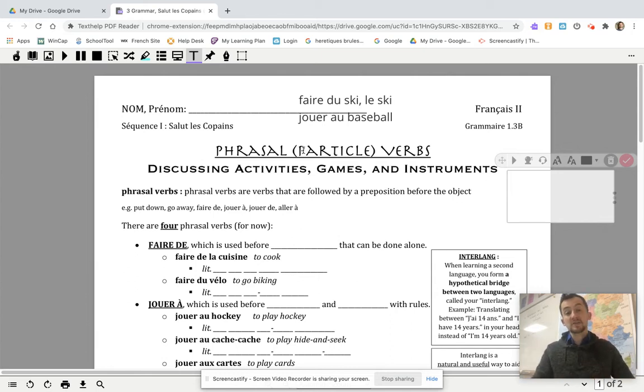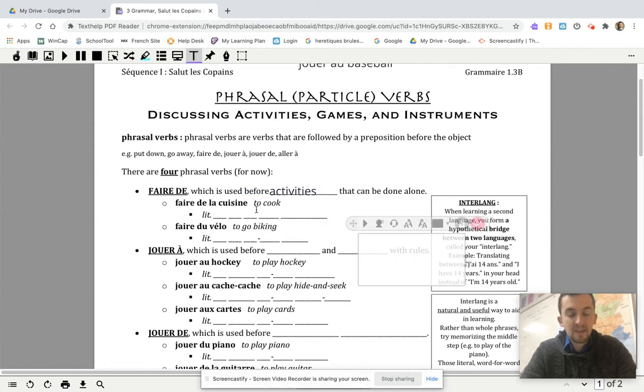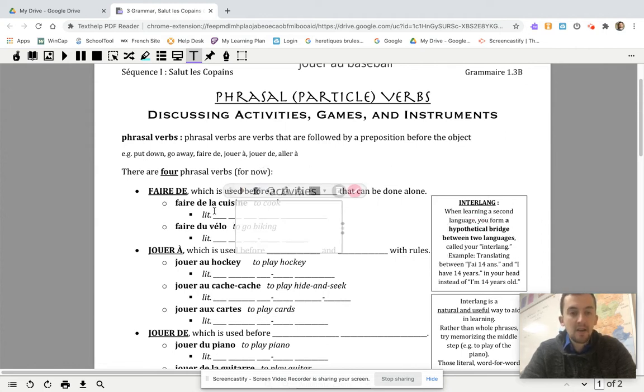They're particles. We also call them phrasal verbs because they're verbs that require more than one word, usually a verb and a preposition. We have many of these in English. So like put down, I want to put something down. But in French, there's very few of them, and they're more simple. So, well, the first one we're going to talk about is faire de, which I said is used before activities like faire du ski. And activities that can be done alone in particular.